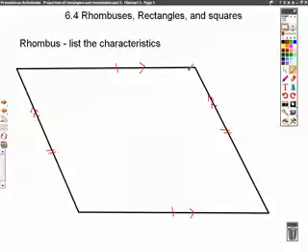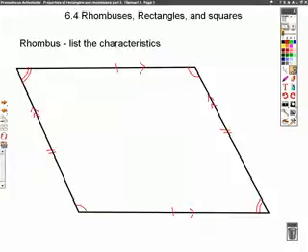We know this angle and this angle are the same. We know that angle and that angle are the same. Again, this is all just properties of a parallelogram. So how many do we have? We have 1, 2, we have 3. We need to know this: this angle here plus this angle here, or consecutive angles, are supplementary.